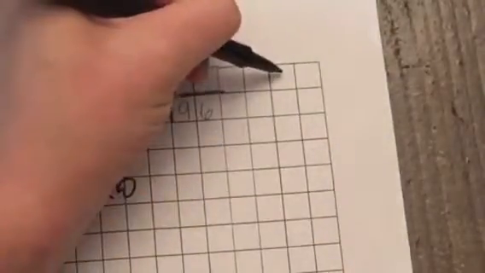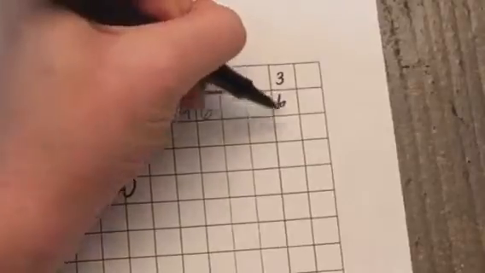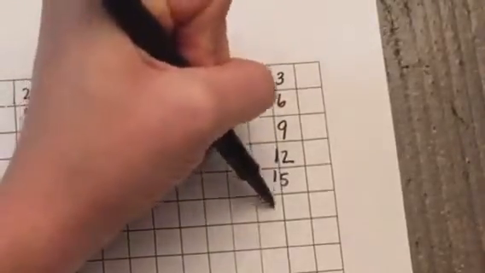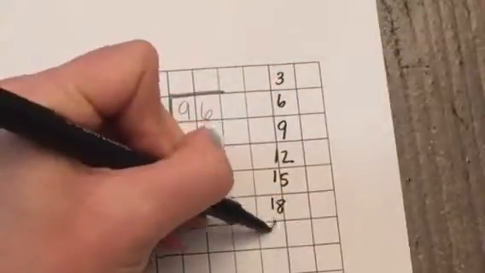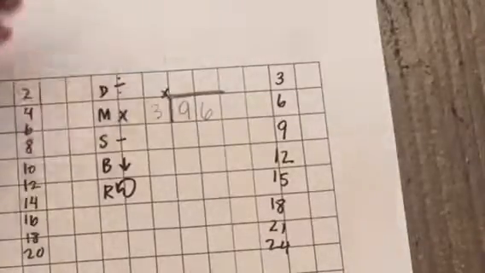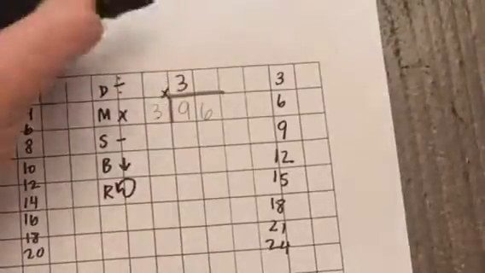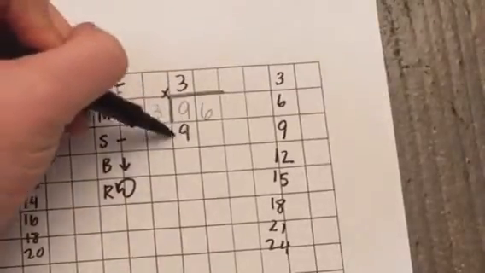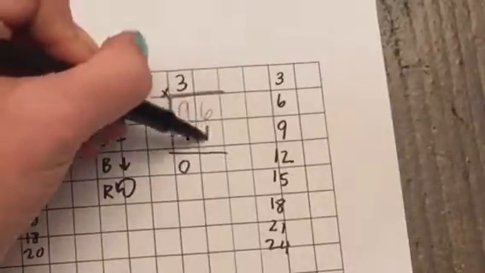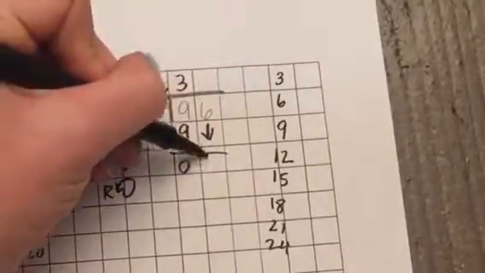And again, I'm going to do my multiples of 3: 3, 6, 9, 12, 15, 18, 21, 24. I'm running out of room, so I'm going to stop. So how many times can 3 divide into 9? 1, 2, 3. 3 times. 3 times 3 is 9. I'm going to subtract. 9 minus 9 is 0. I'm going to bring down my 6.